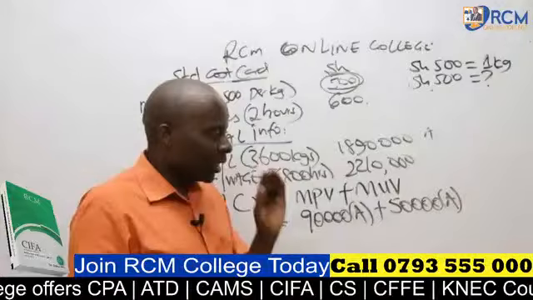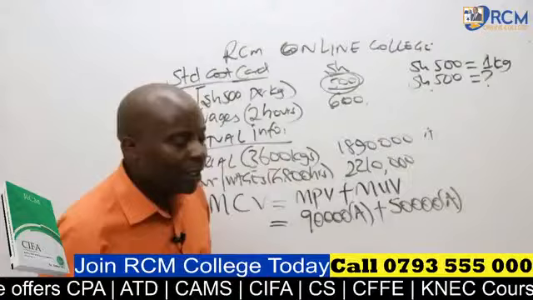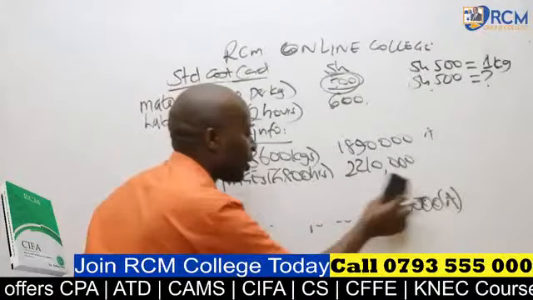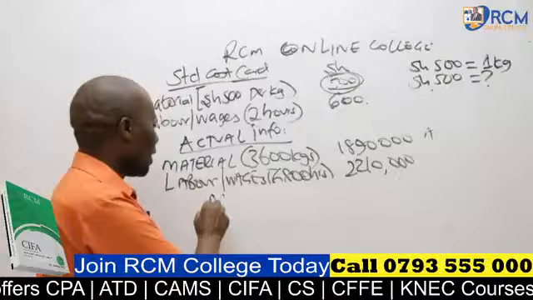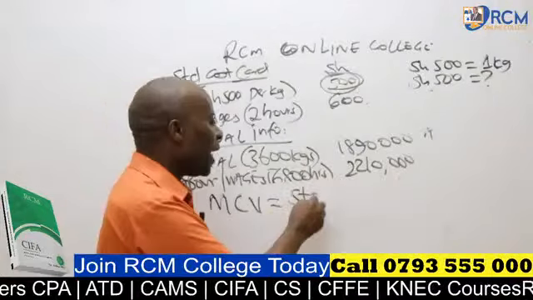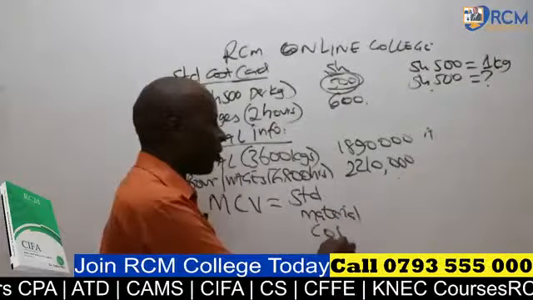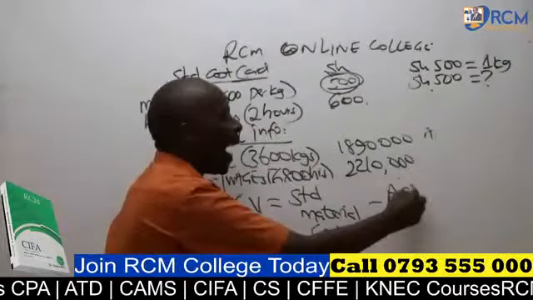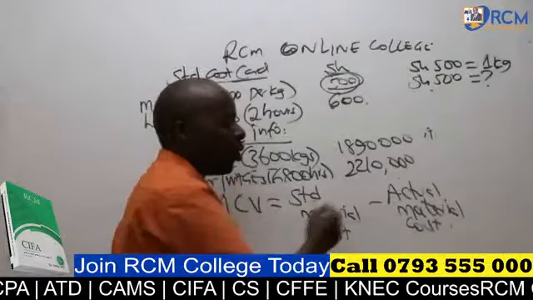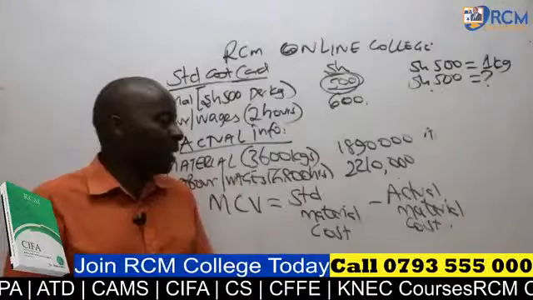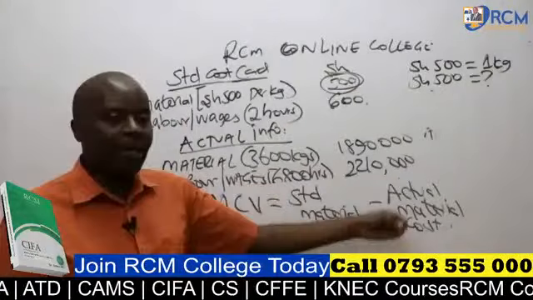140,000 adverse. The other way of getting these, my great students, is to look at this. Say that material cost variance equals standard material cost minus the actual material cost.